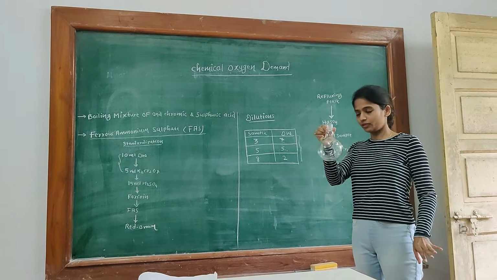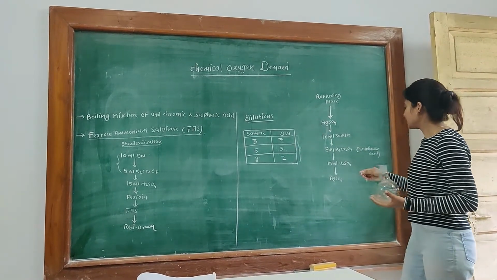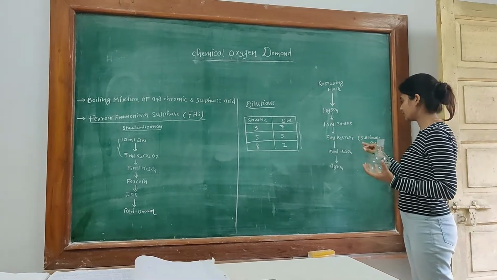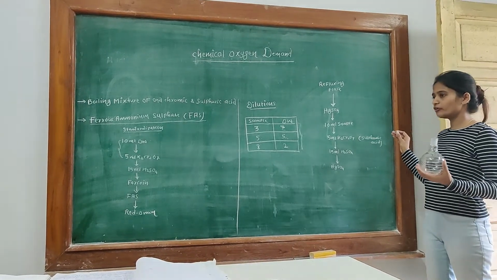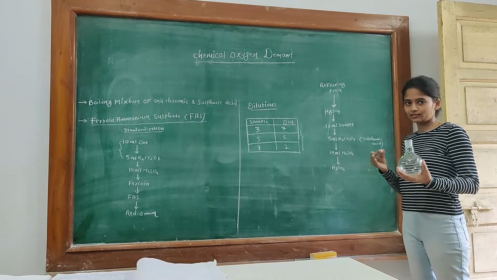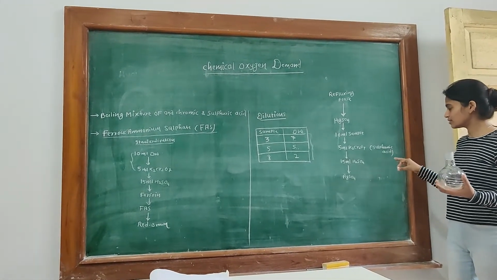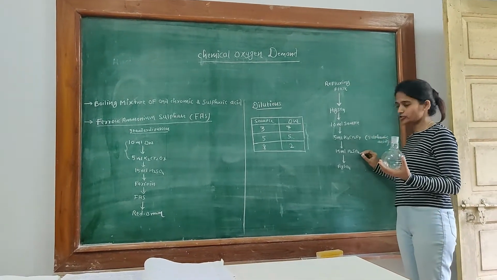Then 5 ml of K2Cr2O7, potassium dichromate, we have taken. Sometimes sulfamic acid is used if you doubt that nitrites are present in the sample you have received. In that case sulfamic acid is used. Then 15 ml of H2SO4, strongly acidic.